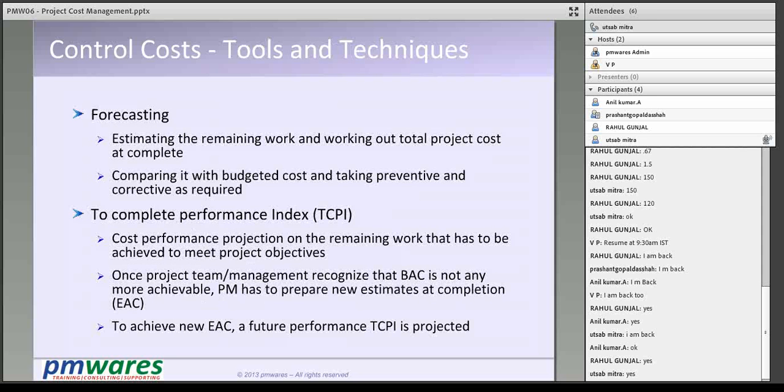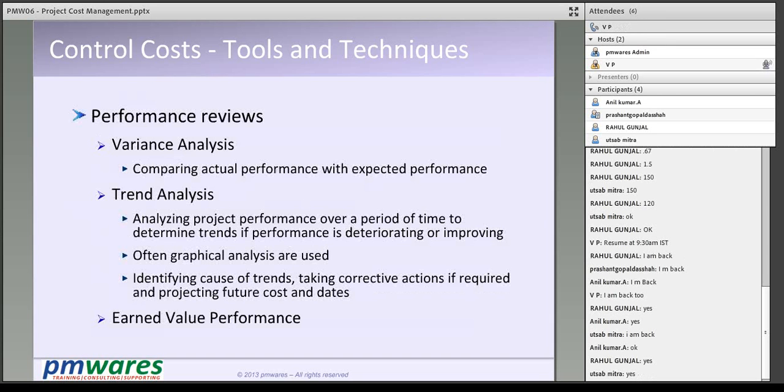So we have gone through EVM, and that is the main concept in controlling the cost, and basically in controlling the schedule as well. It helps us to forecast. We know EAC and ETC, and we also get to know TCPI. All this is with the help of EVM. We can do variance analysis with the help of EVM.